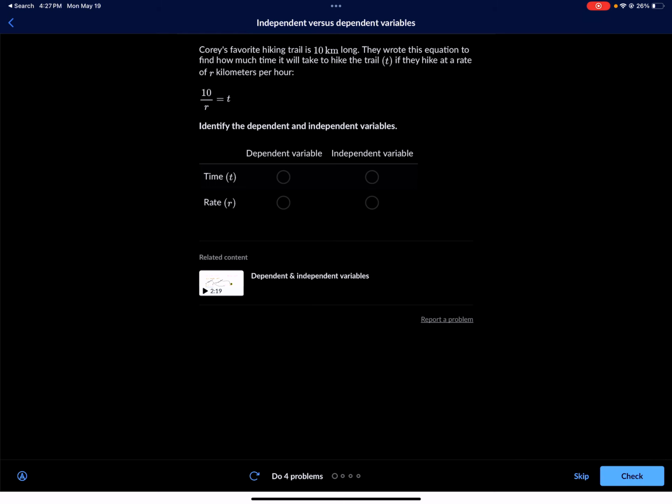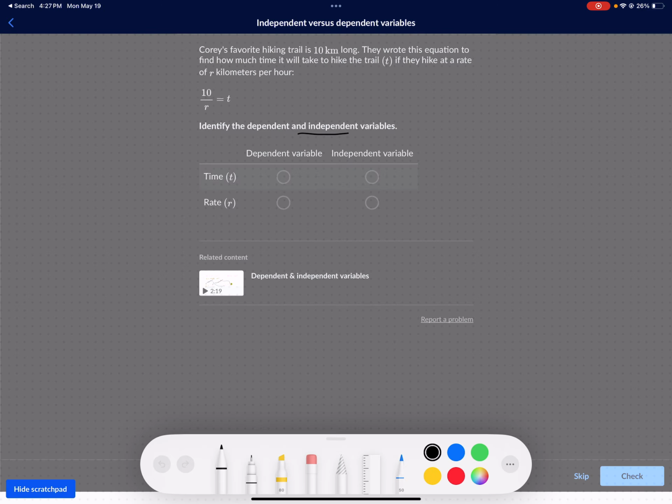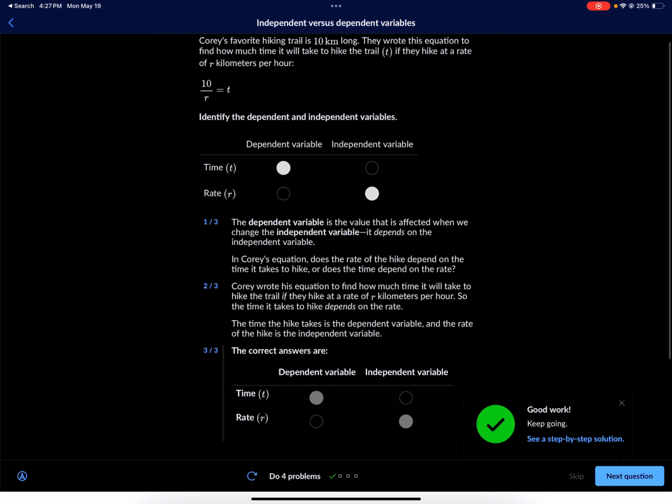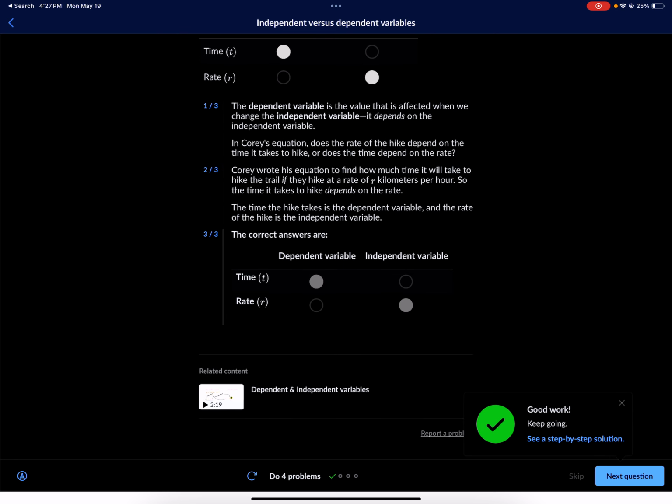Corey's favorite hiking trail is 10 kilometers long. They wrote this equation to find how much time it would take to hike this trail if they hike at a rate of r kilometers per hour. Identify the dependent and independent variables. The independent variables are the main variables. So it might sound confusing, but basically, independent is like kilometers, and then dependent is time. So independent is always going to be the rate, and the dependent is always going to be the time. It says that it is affected when we change the independent variable.